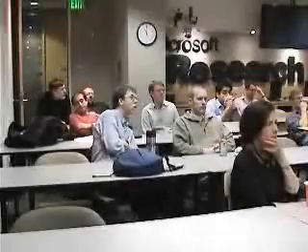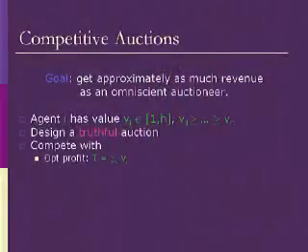So assume every agent has a value in the range 1 to h, and the values are decreasing. This is just for convenience of writing the next couple of bounds. A competitive auction wants to get as much revenue as an omniscient auctioneer, and our factors are going to depend on how we define this omniscient auctioneer. One possible definition is that the omniscient auctioneer gets exactly the optimal profit. He knows everybody's valuation, he can charge everybody their valuation, and he can get this profit.